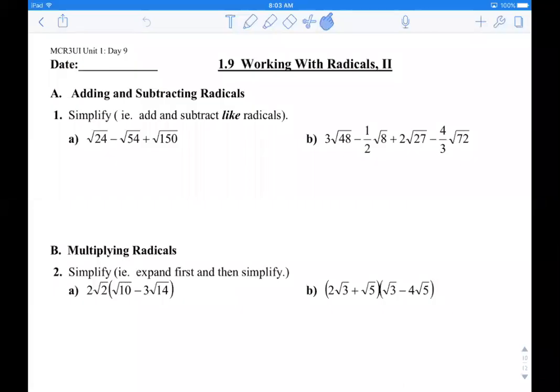Welcome to Unit 1, Lesson 9, Working with Radicals, Part 2. In the first section of this lesson, we're going to look at how we can simplify radicals that are being added and subtracted with one another.